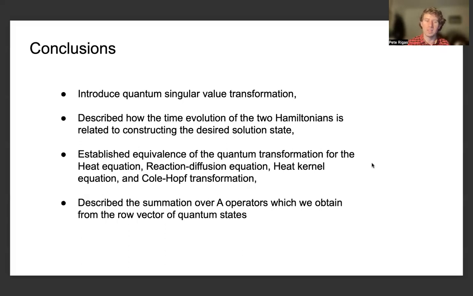And we described how the summation over A operators, which we obtained from the row vector, is related to this row vector of quantum states that we described in detail, how we obtain the first entry and the last entry of this row vector of the solution states, and how we can time evolve each one of the states in between to obtain intermediate entries of the row vector, which are representing different values of the solution state throughout the time evolution.